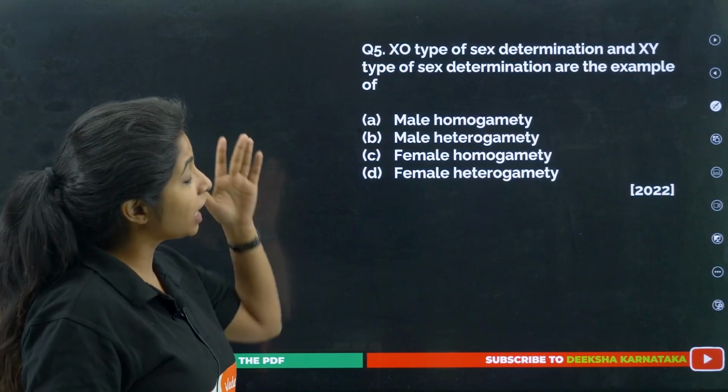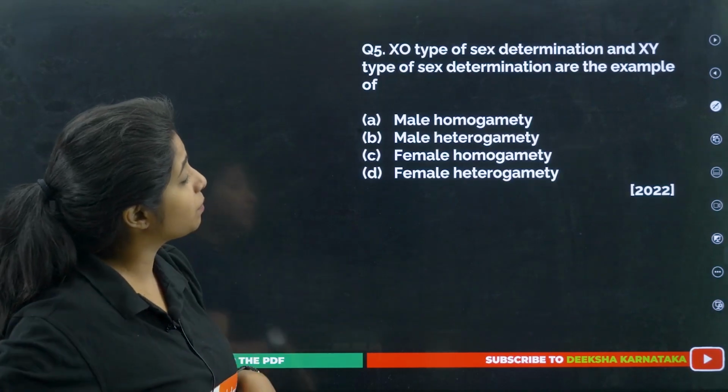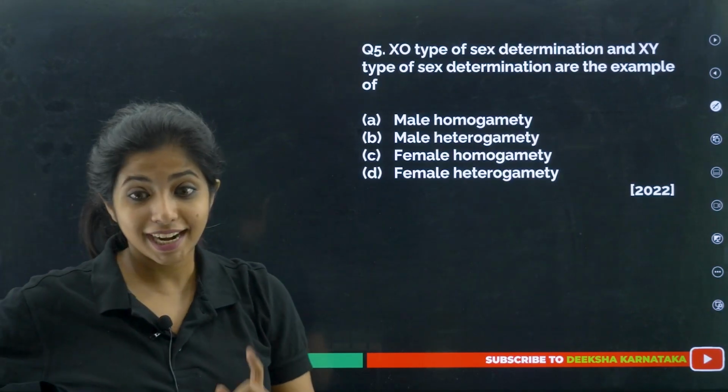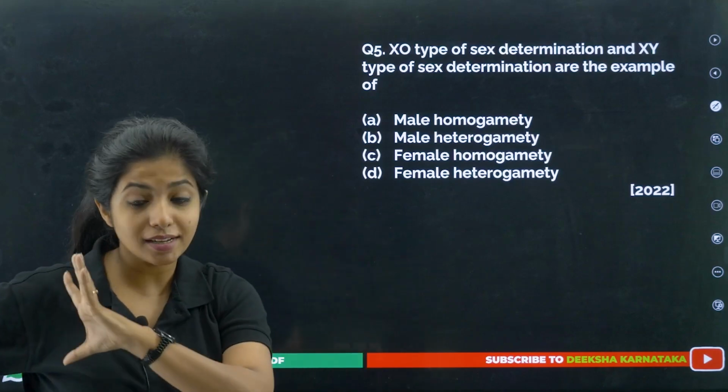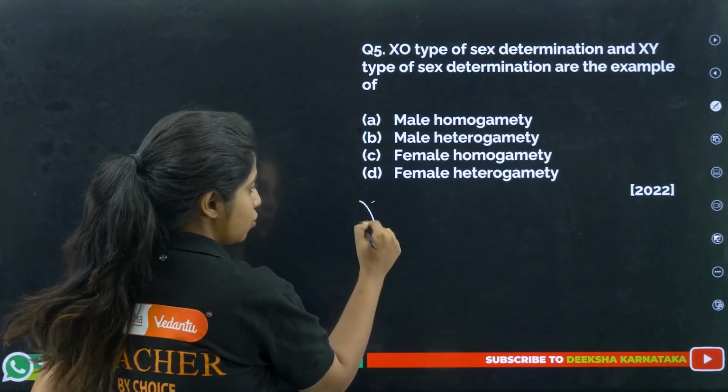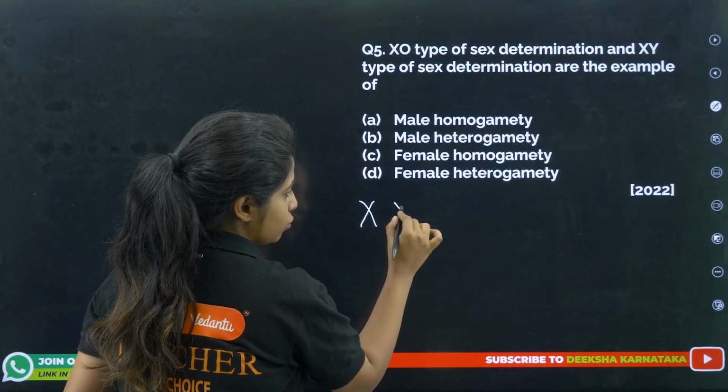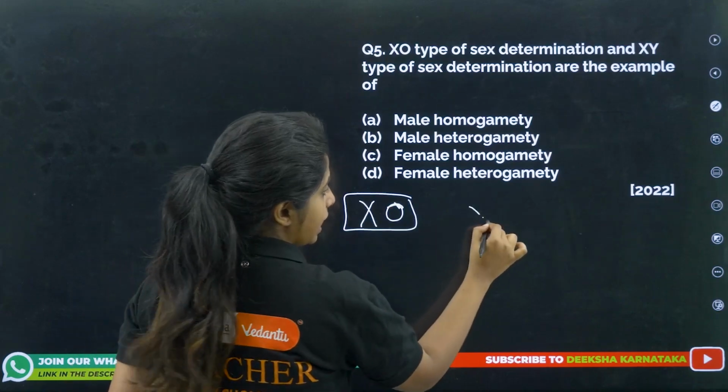Okay. Now, XO type of sex determination and XY type of sex determination are the example of. I told you XO, that is, there is no chromosome over here. There is nothing. That is XO. And XY.